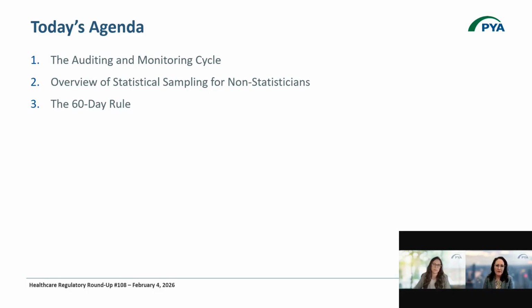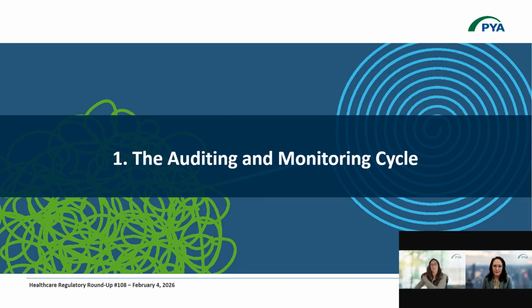Then we'll walk through statistical sampling for non-statisticians. No one's a statistician here today, so we want to make sure we're thinking through how we need to look at it from our perspective and how we need to leverage it out when we don't have the knowledge to do it. And we'll also make sure that everybody's up to speed on the 60-day rule, because there were changes to that last year, and we want to make sure everybody's up to speed on that.